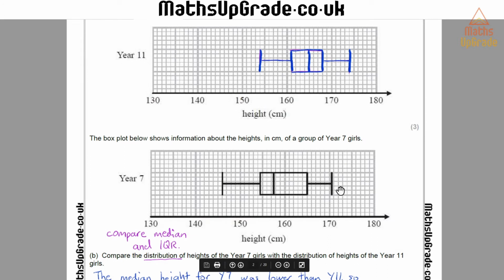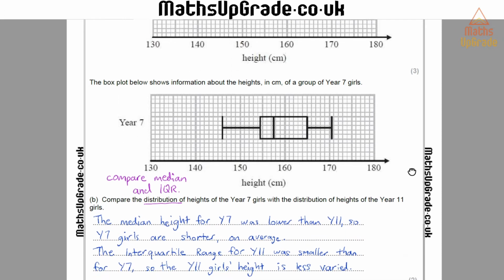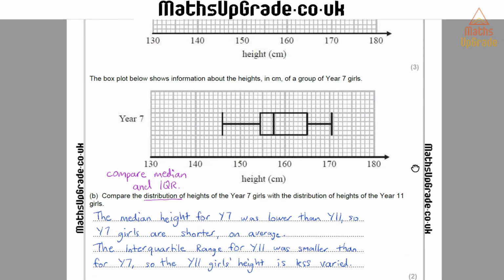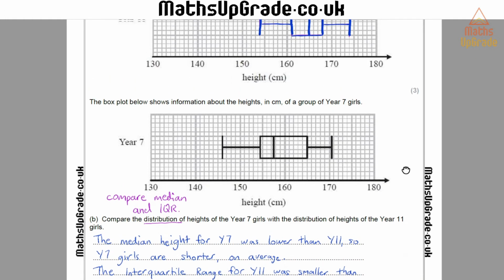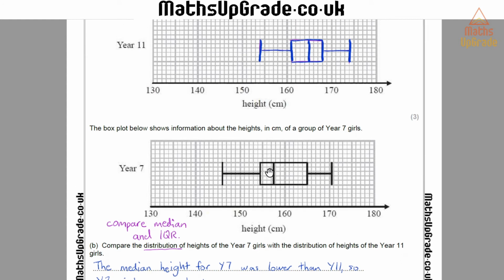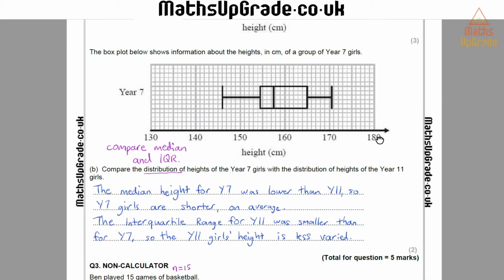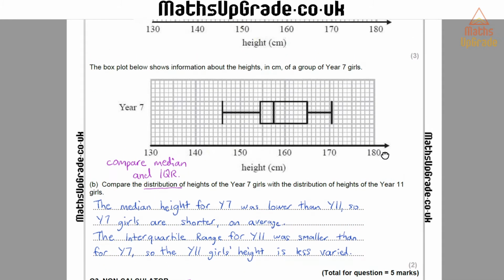And look at the interquartile range. The year 7's interquartile range is greater than the year 11's interquartile range. That means that the year 11 girls' heights are less varied. For the year 7 girls, the difference between the lower quartile and the upper quartile is a larger difference. So you can see that year 11 girls are less varied in height, year 7 girls are more varied in height. So always with these types of questions, explain what it means in real terms, in practicality. So that's 5 marks for that whole question.